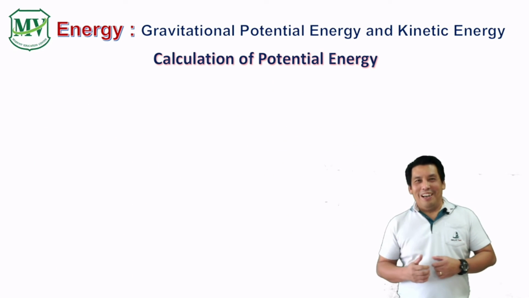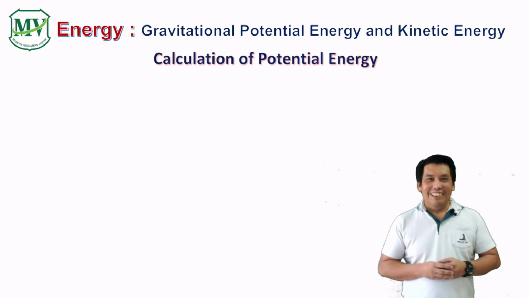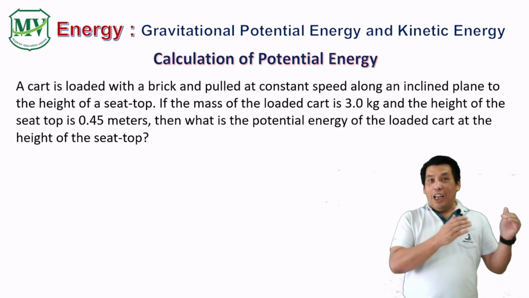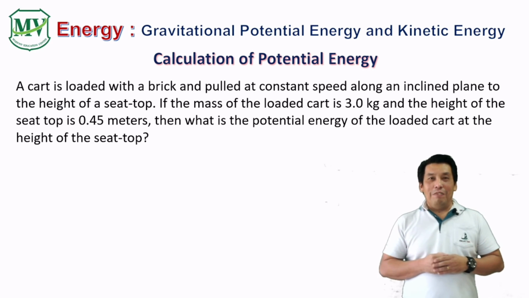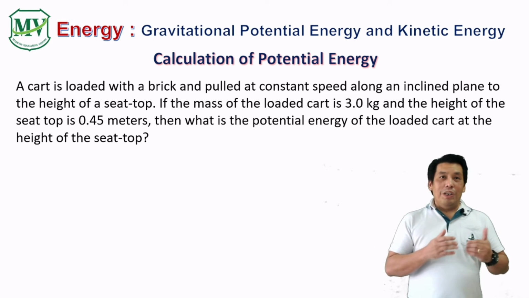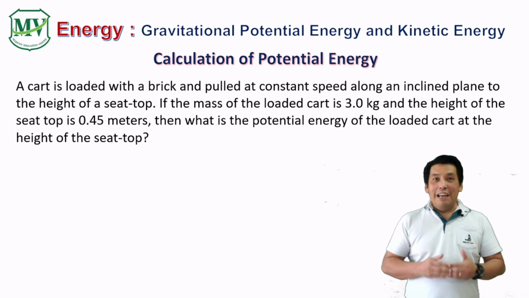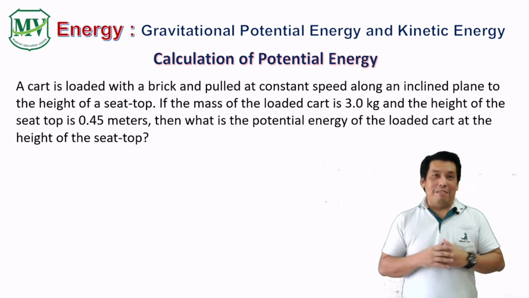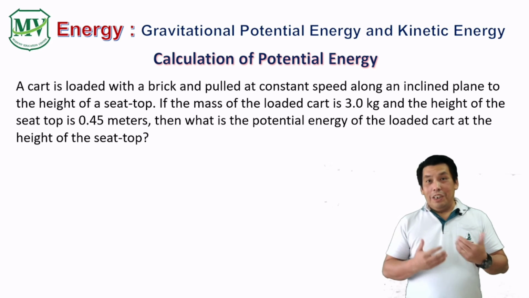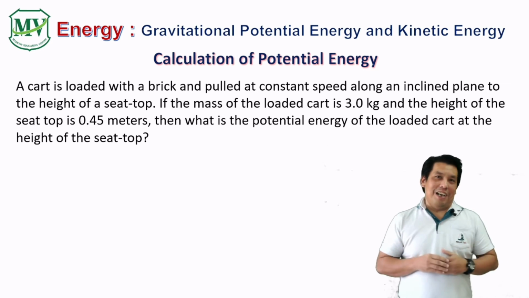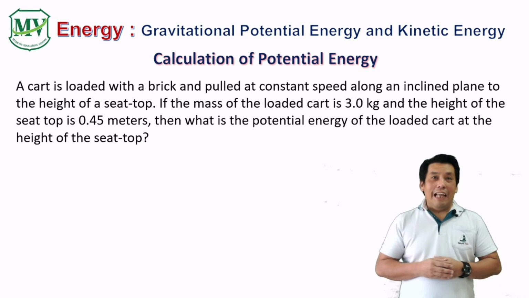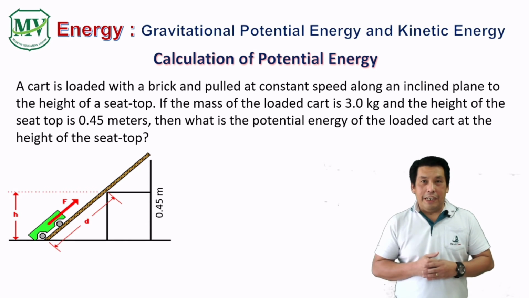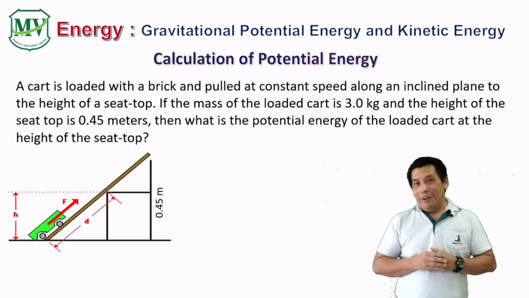Here is problem number one on calculation of potential energy. We have a cart that is loaded with bricks and pulled at a constant speed along an inclined plane to the height of a seat top. If the mass of the loaded cart is 3 kilograms and the height of the seat top is 0.45 meters, then what is the potential energy of the loaded cart at the height of the seat top? In this problem, we need to calculate the potential energy of the loaded cart that has a mass of 3 kilograms and a height of 0.45 meters.